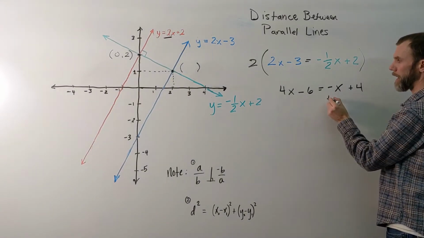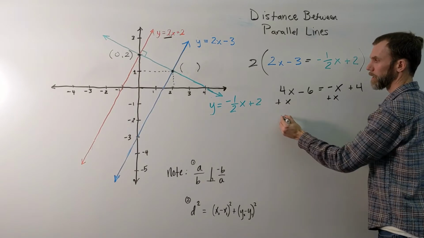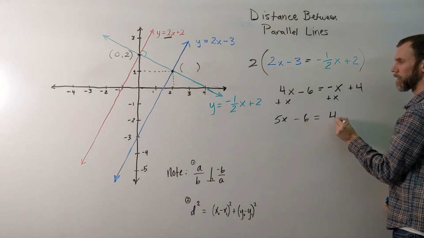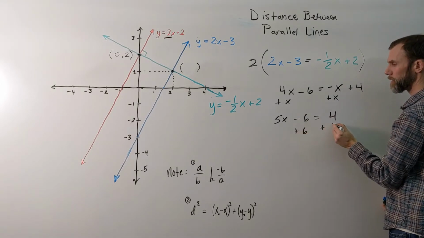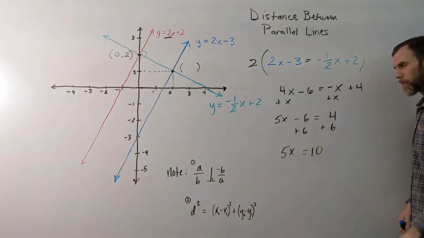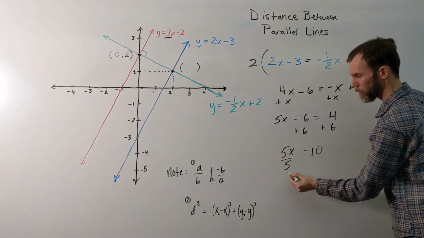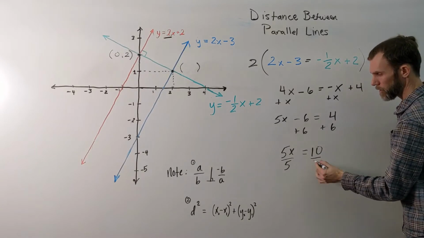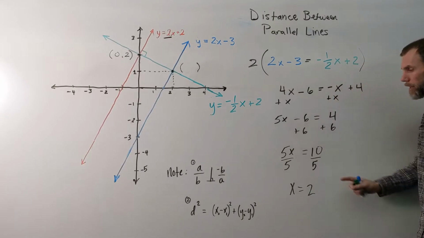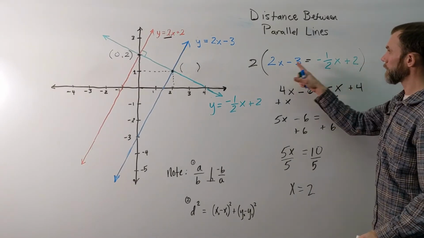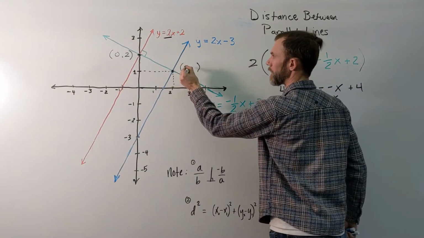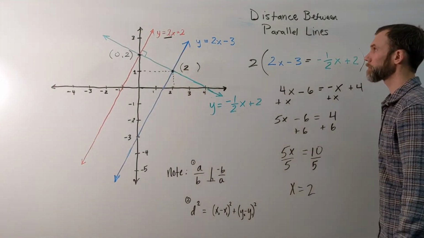So I'm going to add x to both sides, and that gives me 5x. Then I'm going to add 6 to both sides, and that gives me 5x equals 10. I know you've done this a million times. Make a ghost 1 here, because 5 over 5 is just 1x, and then x equals 2. Remember, this is the x only where these lines are touching, where they equal each other, so they equal each other at x of 2.